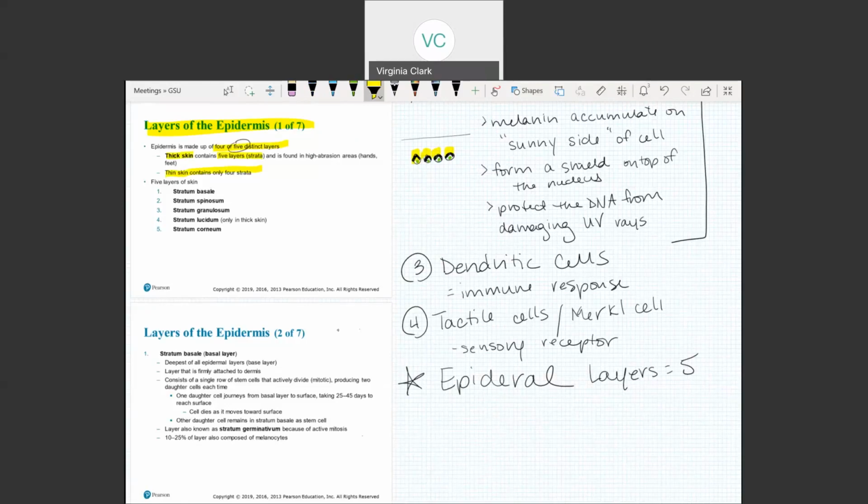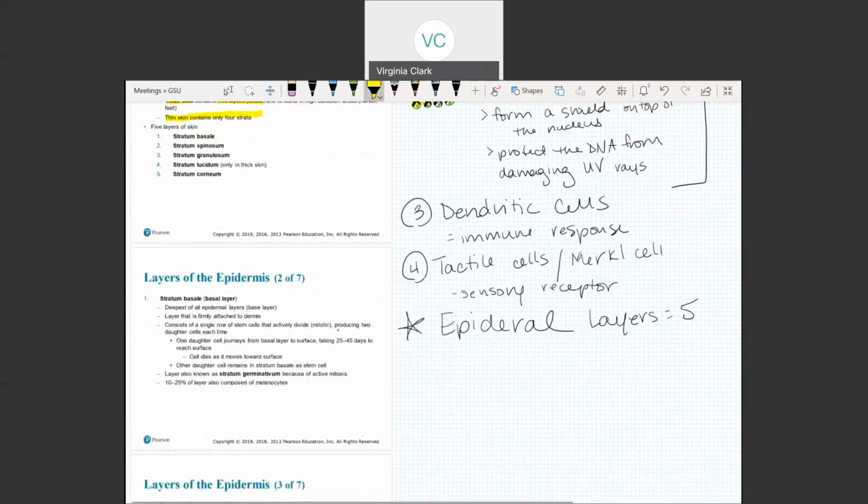Thick skin is found in places where you have more abrasion and rubbing off of your skin cells, like the palms of your hands and the bottom of your feet. Thin skin only contains 4 layers and isn't found in places of high abrasion, maybe like the small of your back or your forearm. The distinct difference between the 2 types of skin is that we're going to miss 1 layer, but we'll talk about that when we get there. So these layers, we're going to go through them.